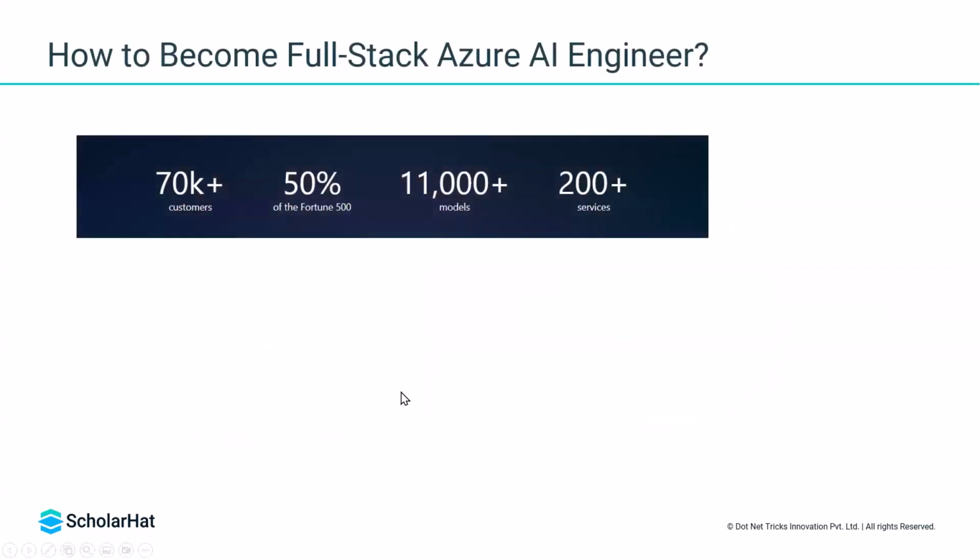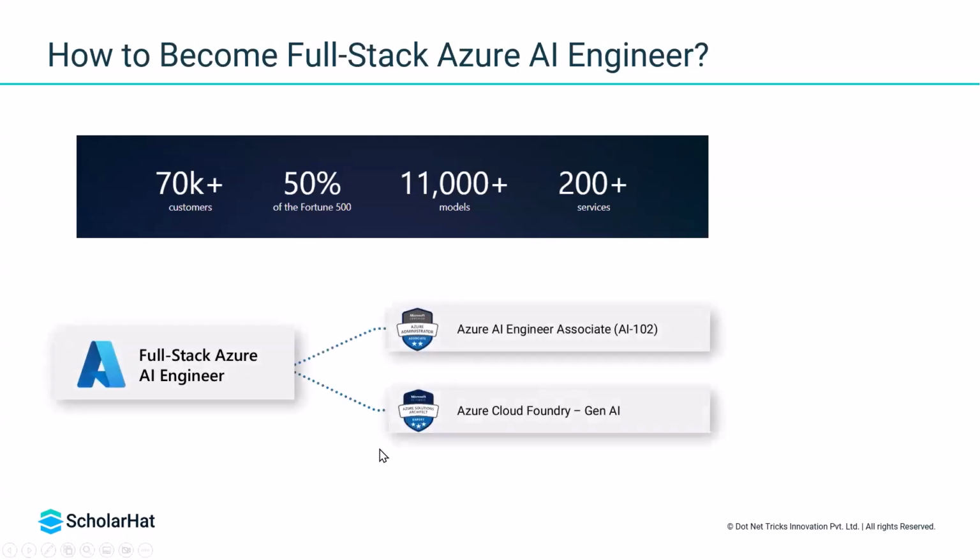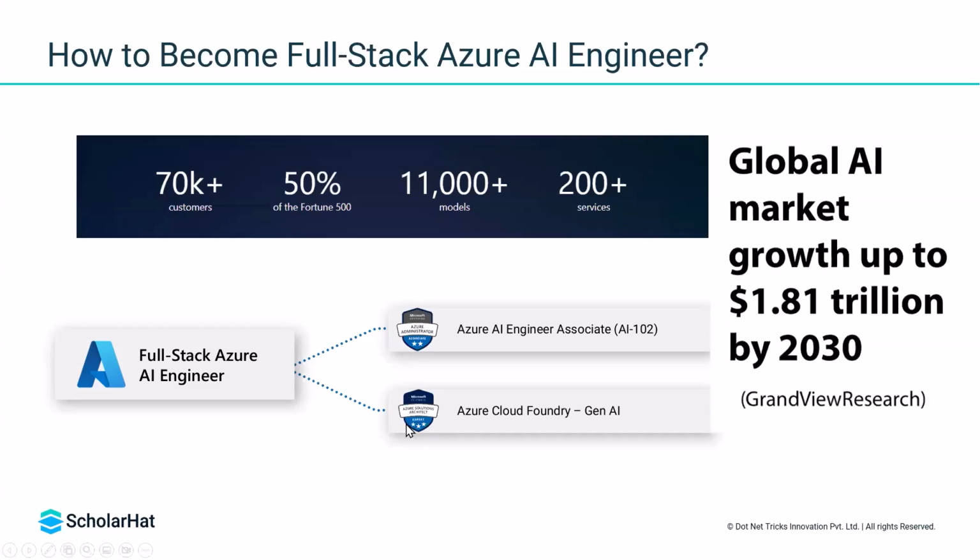So the question is, how can you become a full stack Azure AI engineer? If you look at Microsoft Azure AI's numbers, they are already serving 70,000 plus customers. 50% of Fortune 500 companies already use Azure AI. They have 11,000 models and 200 plus Azure services. So what you need to learn is the Azure AI Engineer Associate, the AI 102 exam, and the Azure AI Cloud Foundry, which is all about generative AI. These two things you have to learn to become a full stack Azure AI engineer.